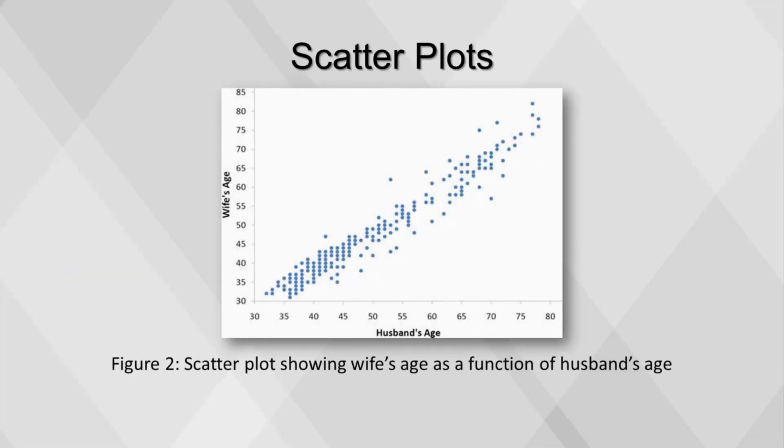Figure 2 shows a scatter plot of the paired ages. The x-axis represents the age of the husband and the y-axis the age of the wife. There are two important characteristics of the data revealed by Figure 2. First, it's clear that there's a strong relationship between the husband's age and the wife's age. The older the husband, the older the wife. When one variable y increases with the second variable x, we say that x and y have a positive association. Conversely, when y decreases as x increases, we say that they have a negative association.